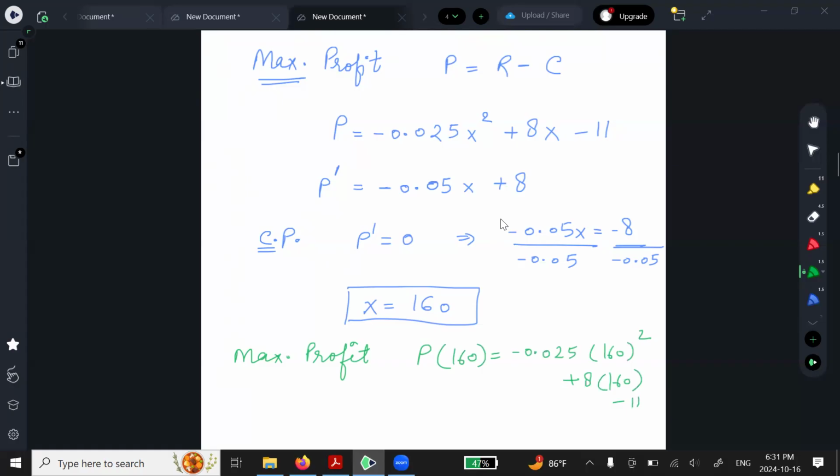Any questions with this? Same thing you have to do for number 11. The only difference is now the variable has changed. Instead of x, you have a q. That's it.